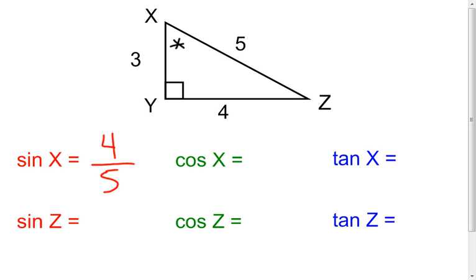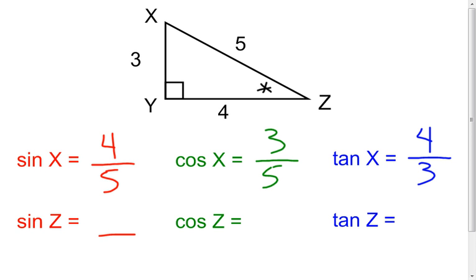If I go to cosine, now remember cosine is adjacent over hypotenuse. My hypotenuse is still 5. That's not going to change. But now when I come up here to angle x and I look for the adjacent side, the one that's next to it, that's going to be the 3. And last but not least, tangent. Tangent is opposite over adjacent. The side opposite the angle x is the side that's 4 units long, and the adjacent side is 3 units long. So 4/3.